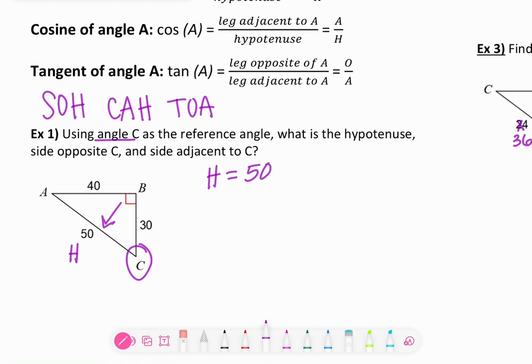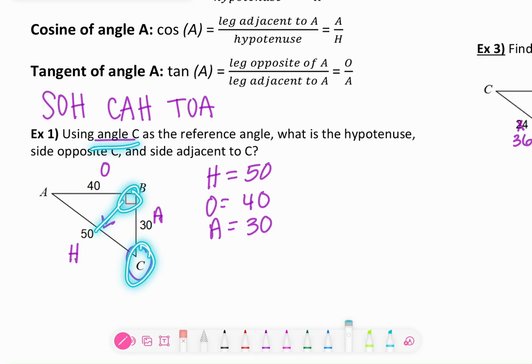The side opposite of C, so the one that doesn't touch C at all, it's across, is going to be 40. So that's going to be O. So the opposite side is 40. And then the adjacent side, whatever's left, the one that's next to C but not the hypotenuse, is going to be 30. Okay, and that's how you identify those angles. So always remember to circle your reference angle. Identify your hypotenuse across from your right angle. Identify the opposite side that is across from your reference angle. And adjacent is the one next to it that's not the hypotenuse.